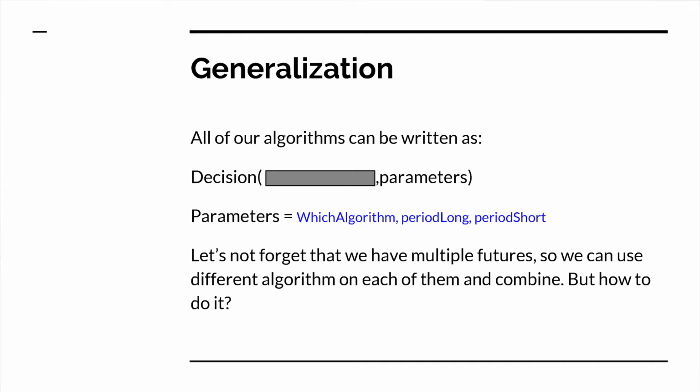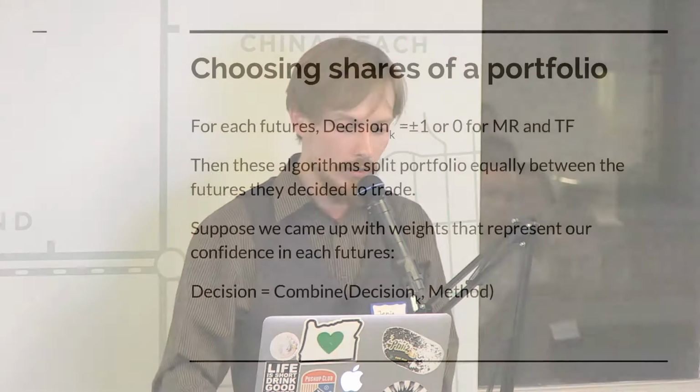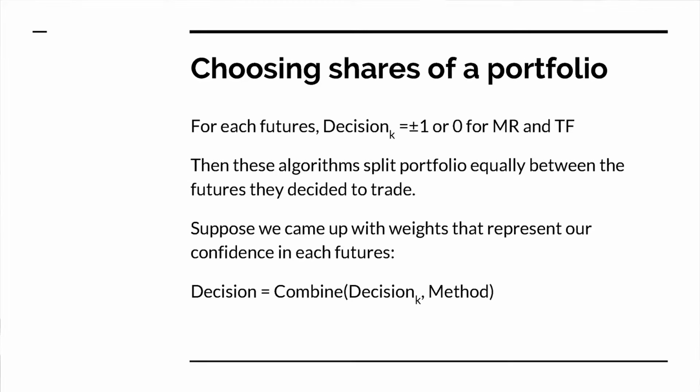There is one more thing here though. We actually have multiple futures, about 50 of them by now. We can use different algorithms for each one of them. It doesn't have to be the same algorithm on every single future. So in our general notation, we want to introduce this index k. Mean reversion and trend following return either plus or minus one for every future. These are algorithms that work for every future, and they return plus or minus ones. So they essentially split our portfolio equally every day between the futures they actually decided to trade, and don't hold anything in the ones that are zero. It's probably not the best way to do it, so we want to have a more general way to split our portfolio.